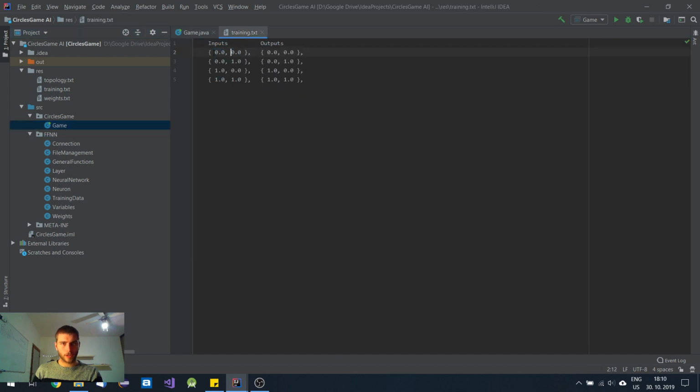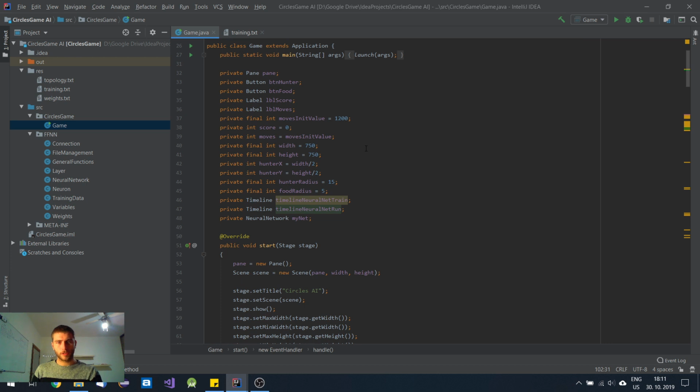And these are the training data. Input just tells where the food is, and output tells which way to go. As you can see, these inputs are basically discrete and outputs are also discrete. So it only tells the neural network whether it should go up, down, right or left. And these inputs also just tell where the food can be, if it is below or above the hunter, the bigger ball.